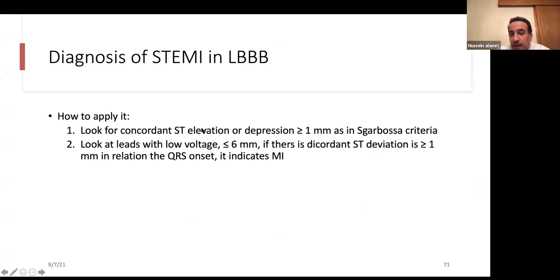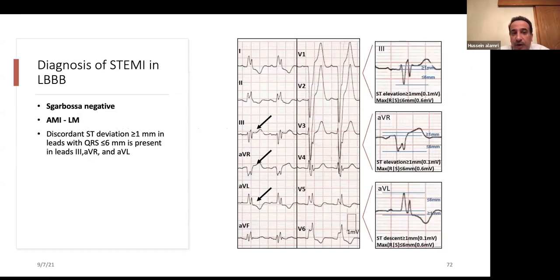So you look at the first two criteria, which are again the same. It's only the third criteria. So you apply the first two criteria as Scarbosa, but for the third criteria, you look at leads with low voltage R-wave or S-wave. And then you look at the ST deviation in relation to the beginning of the QRS. In this patient, for example, you look at any lead, you don't find the original Scarbosa criteria, modified or non-modified, as positive. But if you apply the Barcelona criteria in lead three, you will see that there is 1 millimeter ST depression, ST elevation.